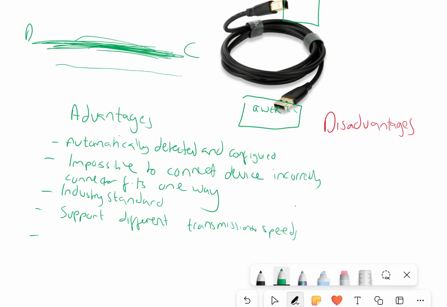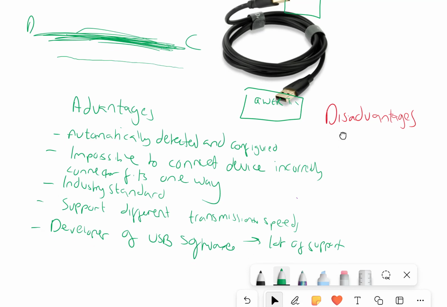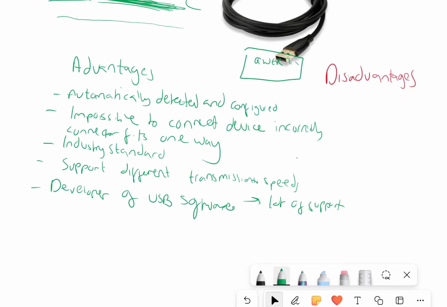Another advantage, if I'm a developer of USB software, so basically to let USB work with my hardware or other people's hardware, there's a lot of support out there. You're not by yourself because it's industry standard. So many people are using it. It's easy to get support if you're stuck. Another advantage is that USB is supported by many operating systems like Windows or Apple iOS. It's used by so many.